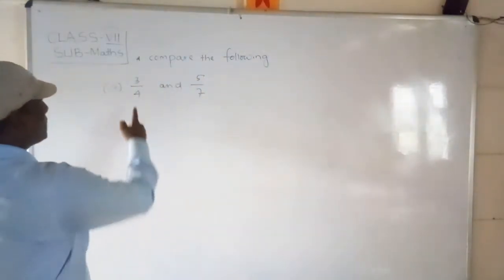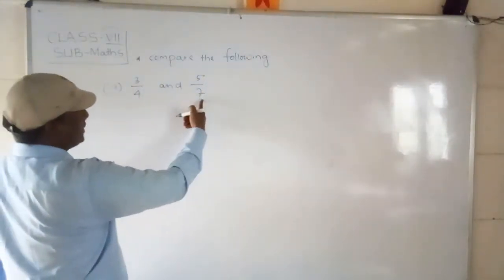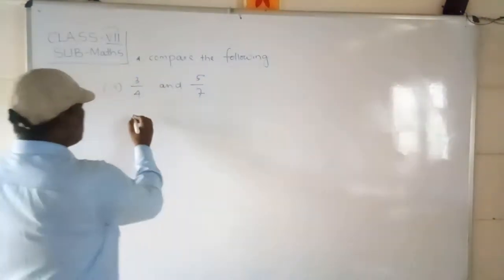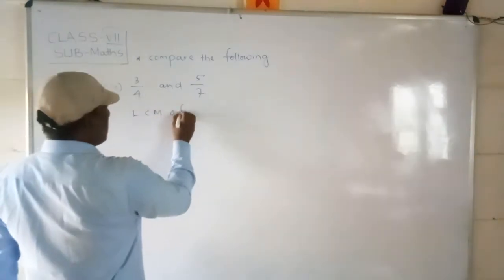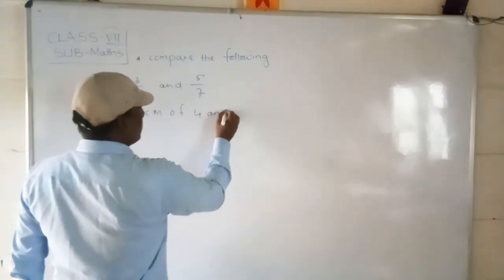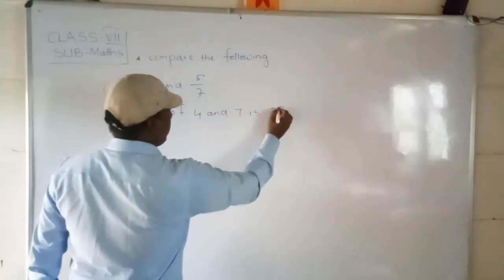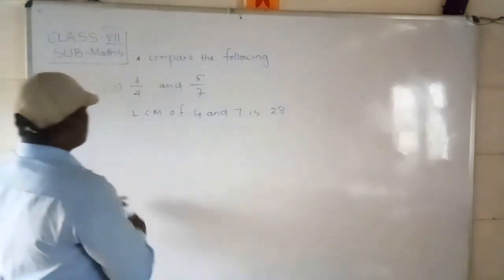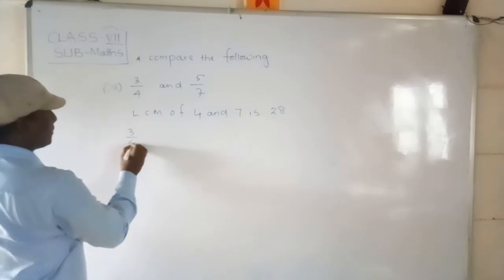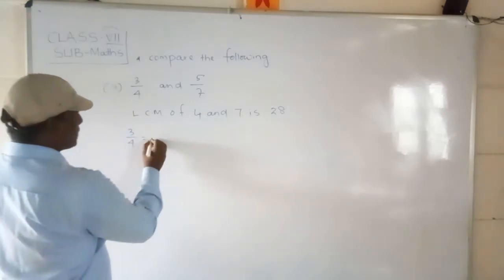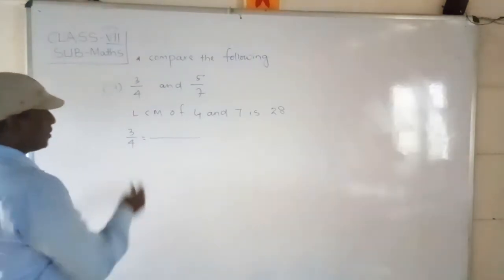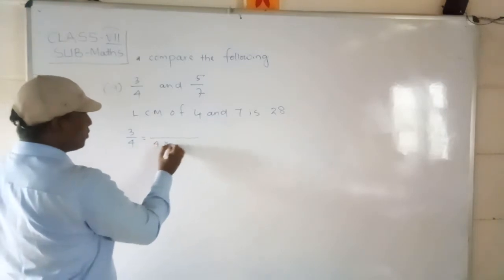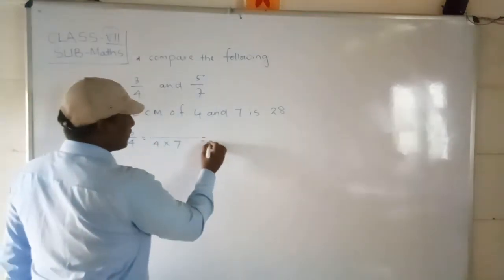So observe friends. Now the first has denominator 4, and here 7. Different denominators are there, so you have to make them the same. For that, what is the procedure? First of all, you have to find the LCM. LCM of 4 and 7 is 28, because 7 is a prime number, so 4 into 7, 28 is the LCM. Now the first number: 3/4 is equal to, observe friends. First of all, draw one line and put 28; 4 into 7 is equal to 28.